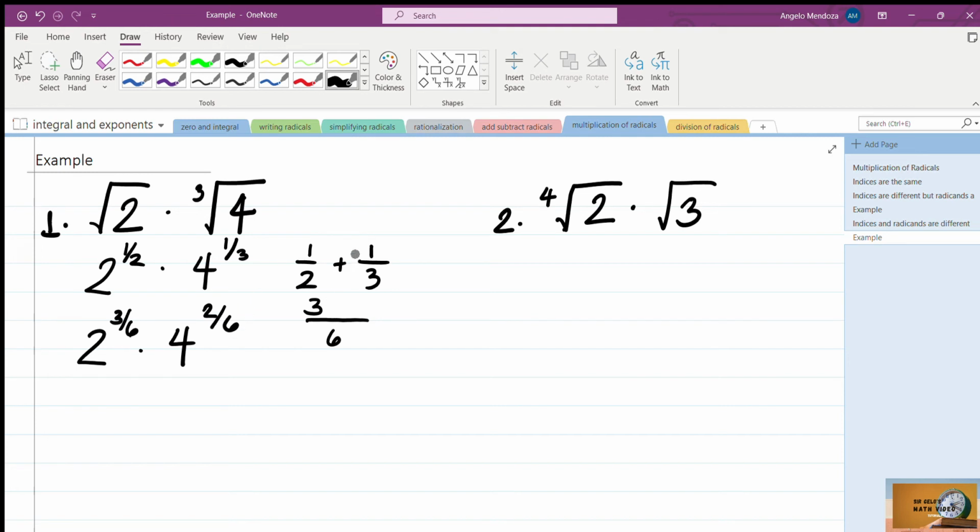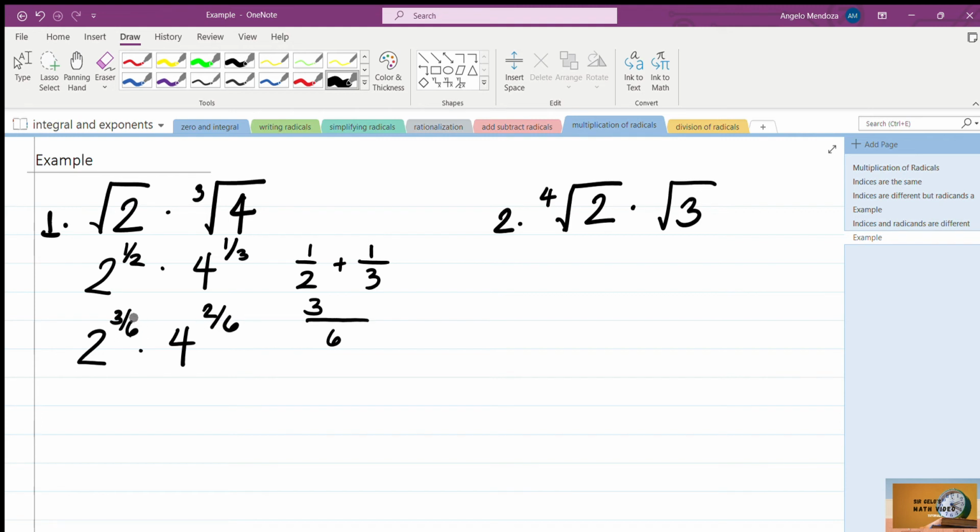Okay, so actually there's no need for us to add the fractions. We just identify the fractions as similar fractions, or they must have the same denominator. Okay, so we're going to start here again. You have 2 raised to 3 over 6 times 4 raised to 2 over 6.